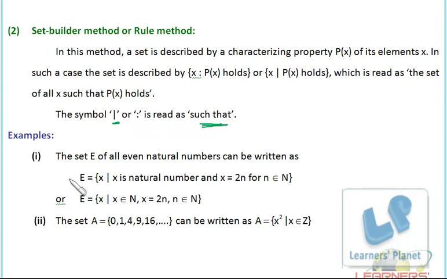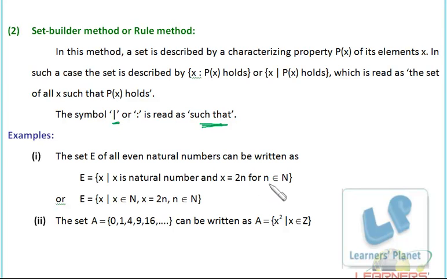Okay, suppose we take up examples over here. x such that x is a natural number and x is equal to 2n, where n belongs to N.